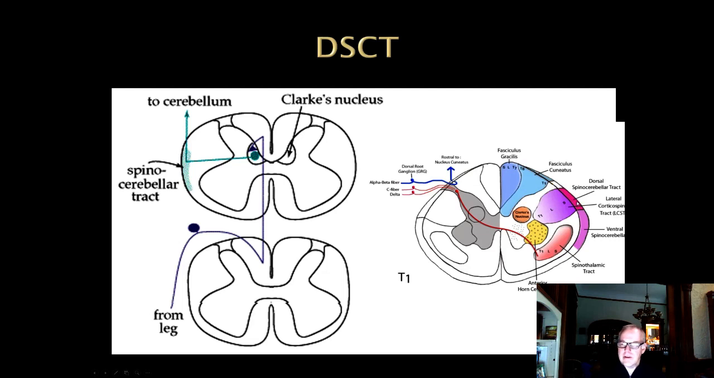Okay, so there's no other nucleus really to know that is in this location of the spinal cord. So if you're asked to identify something here, it's Clark's nucleus. But remember, this is really only found from T1 to L2 of the spinal cord.